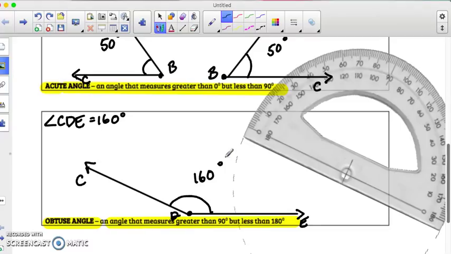Now, I'm going to pause the recording here. You need to watch part 2 where we cover a reflex angle, a straight angle, and a right angle. Okay, so make sure you watch part 2 of this video next.